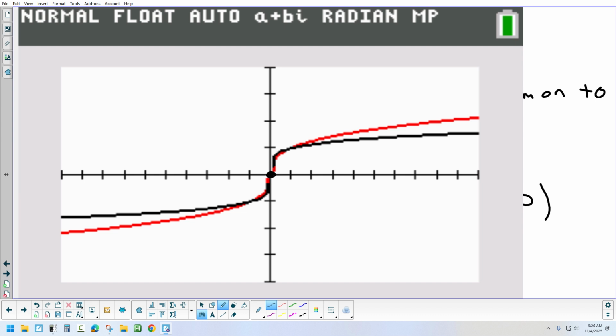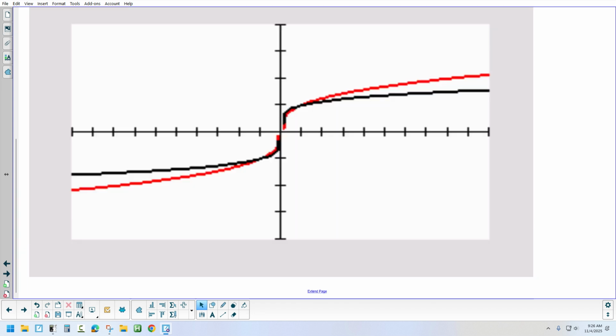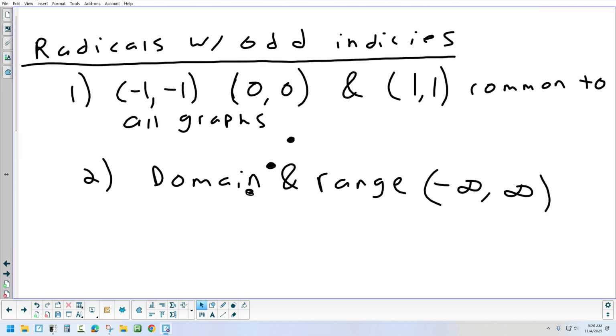They all go through the origin. Does anybody see another point? (1, 1), and (-1, -1). Now, we're talking about an odd root that you haven't stretched or shifted in any way. If you shift this up or down, then yes, you're going to change all these points. But if you don't shift or stretch it, and you just graph the basic function, these rules that I just put on the board will always apply. They will always go through the points (-1, -1), (0, 0), and (1, 1).